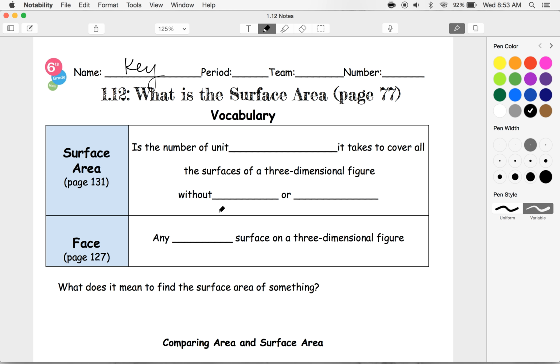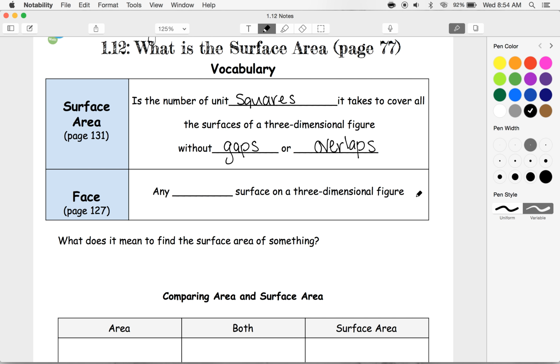All right, so today we're talking about this idea of surface area. So surface area is the number of unit squares it takes to cover all the surfaces of a three-dimensional figure without gaps or overlaps. Okay?